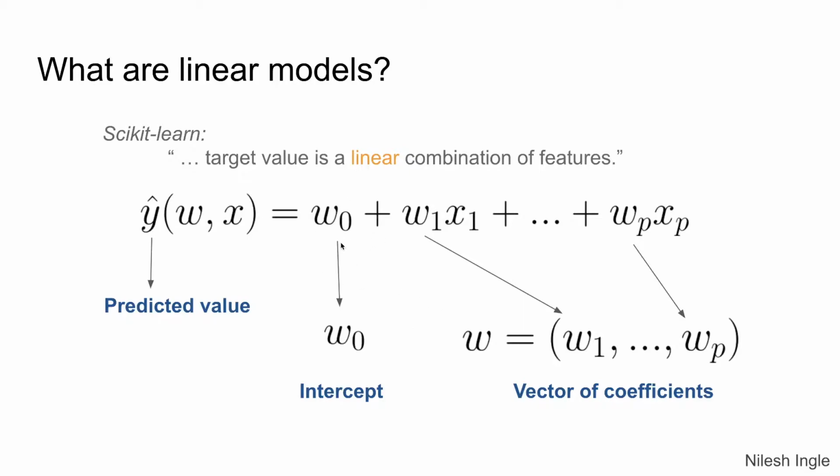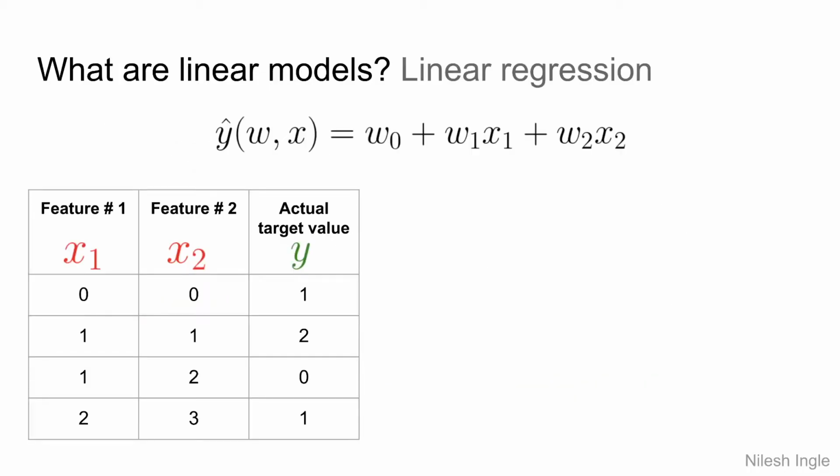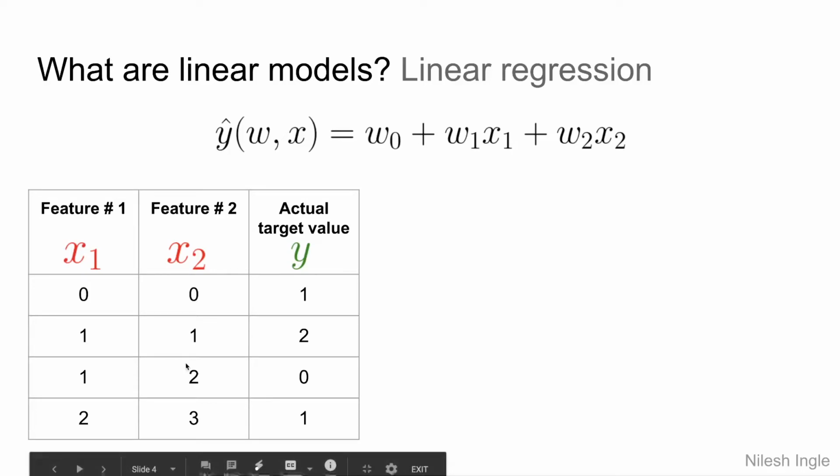So if we look at just one feature where we just have x1, then we have a very simple equation, which would be y is equal to w0 plus w1 into x1. There w0 would be the intercept and w1 would be the slope of the line that is plotted. Now let's look at a concrete example where we have two features, x1 and x2, and these are the values for those features, and then we have a target value y that is shown here.